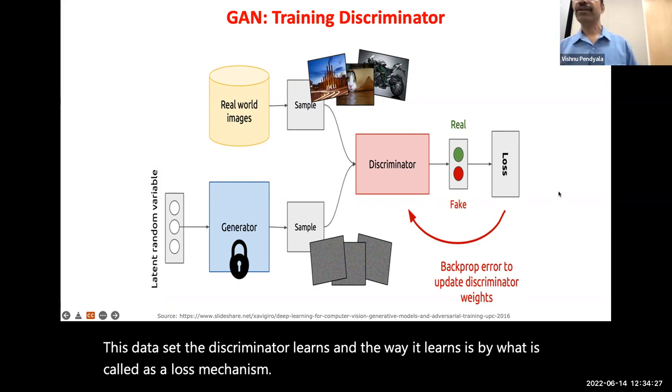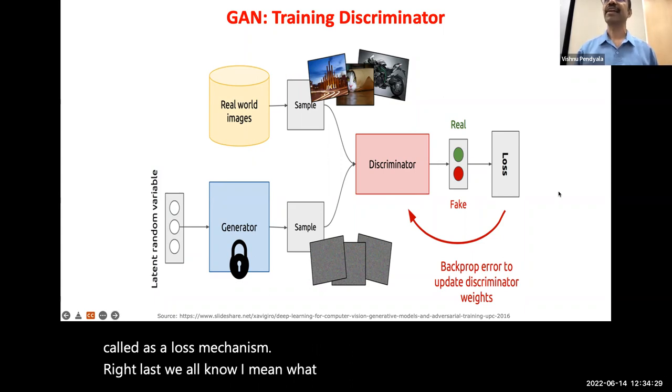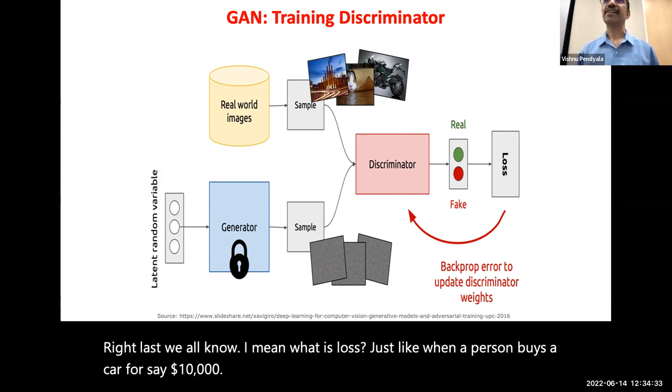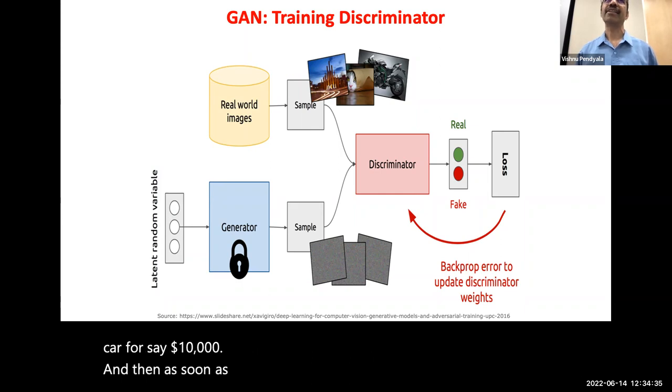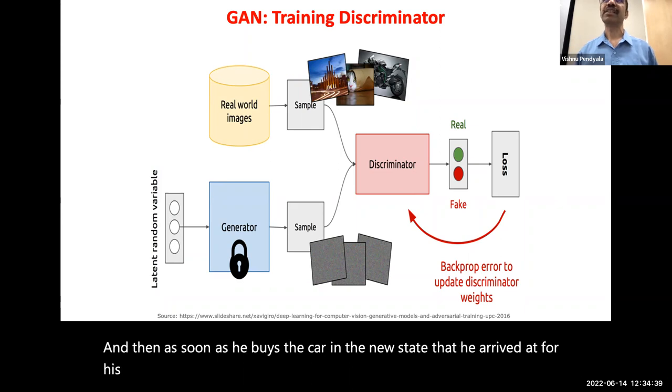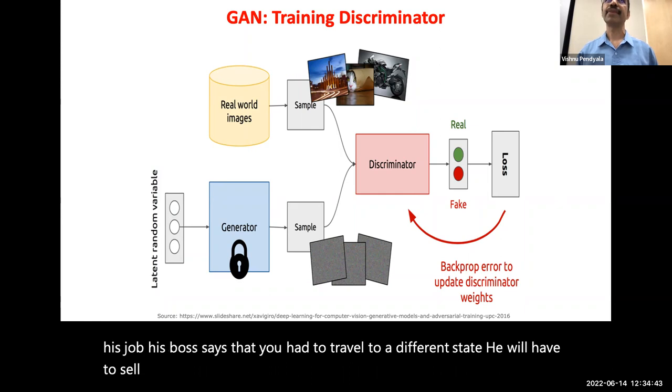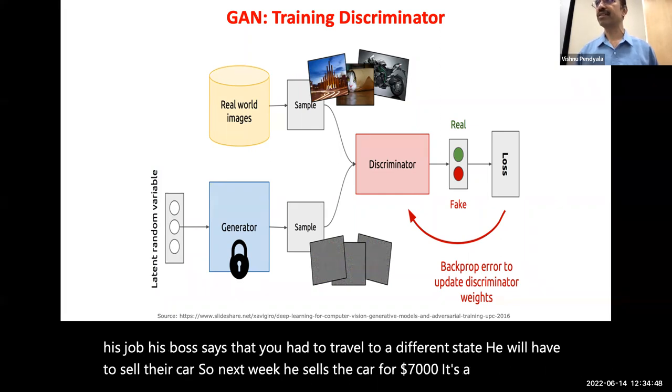Right? Loss, we all know. I mean, what is loss? Just like when a person buys a car for, say, $10,000. And then as soon as he buys the car in the new state that he arrived at for his job, his boss says that, oh, you have to travel to a different state. He will have to sell the car. So next week he sells the car for $7,000. It's a loss of $3,000, right? So the same concept is here.